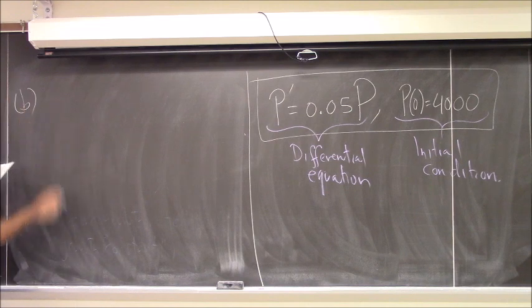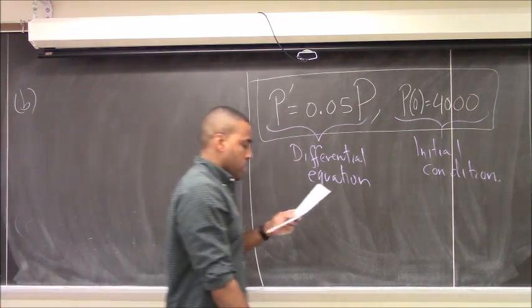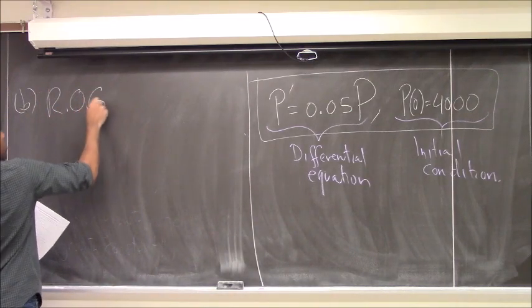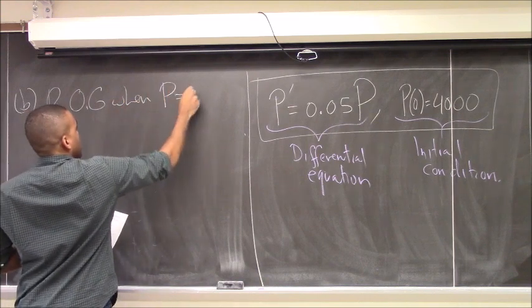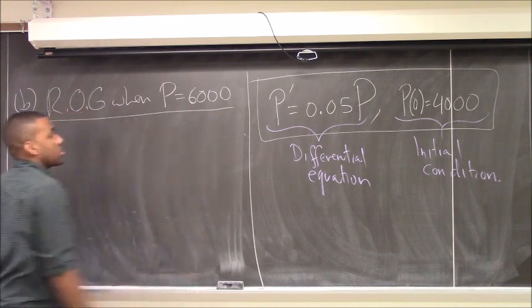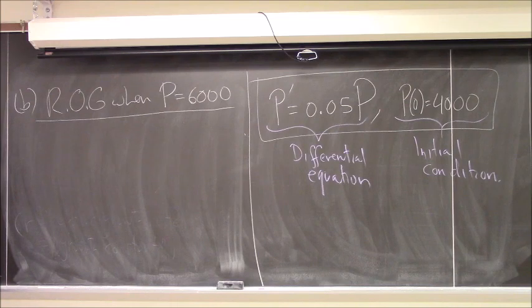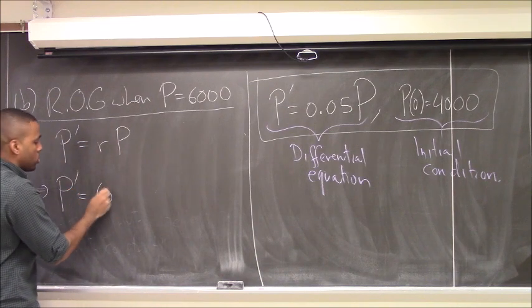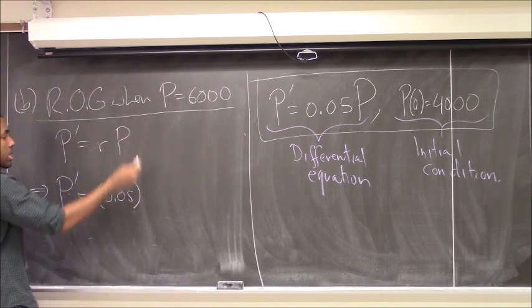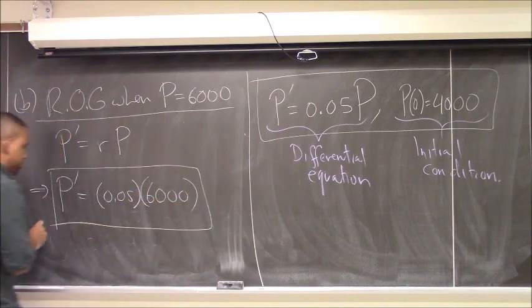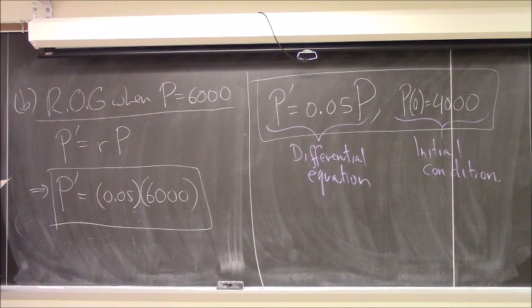Part B says, at what rate in dollars per year is your account increasing when the balance reaches 6,000? So basically they're asking for rate of growth when your balance equals 6,000. P is representing the current balance here. So what is that? We know that P prime equals RP, so literally just plug in. R we know is 0.05, and P is 6,000, so I just plug in 6,000 and that's the answer. That's the amount in dollars per year.